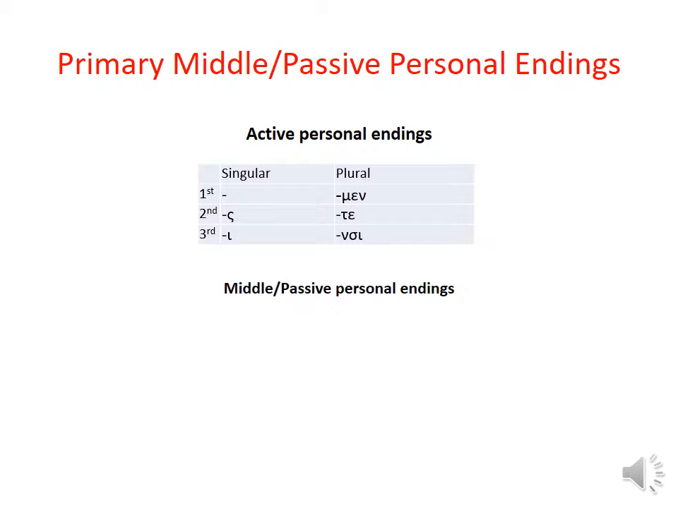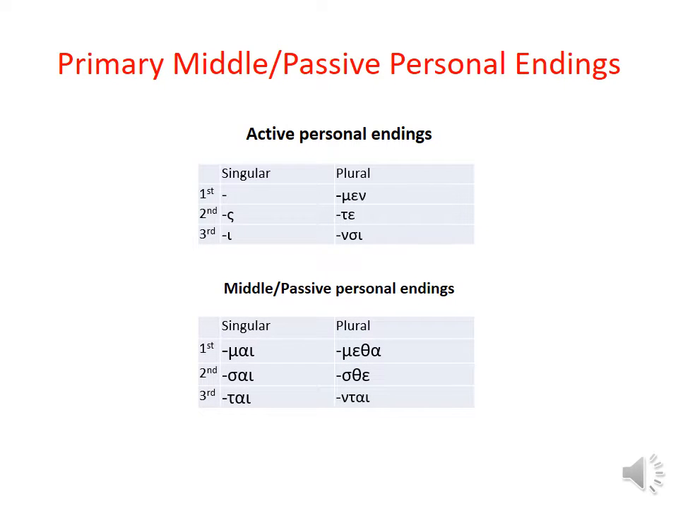So to review the active personal endings, the bare personal endings look like this. Remember that changes occur partly because of the connecting vowel, partly because of the loss of certain letters, as in the third person plural. The middle passive set of personal endings looks like this, and it's much more easily memorized. My, sai, tai, metha, sta, ntai.